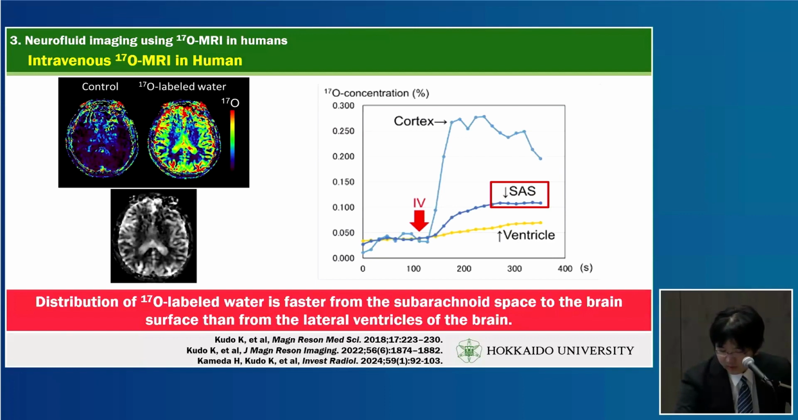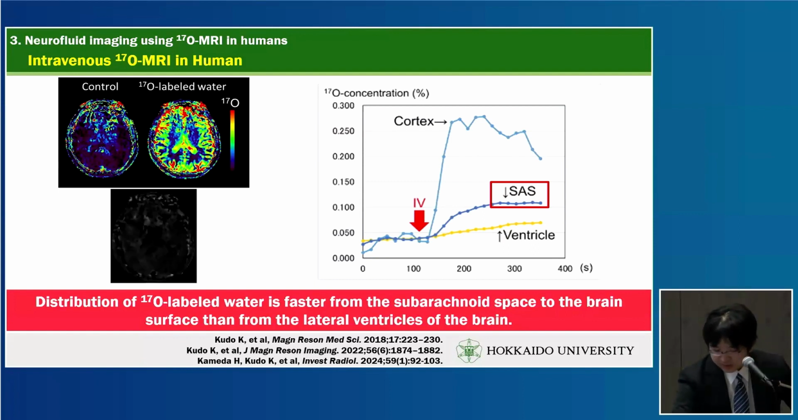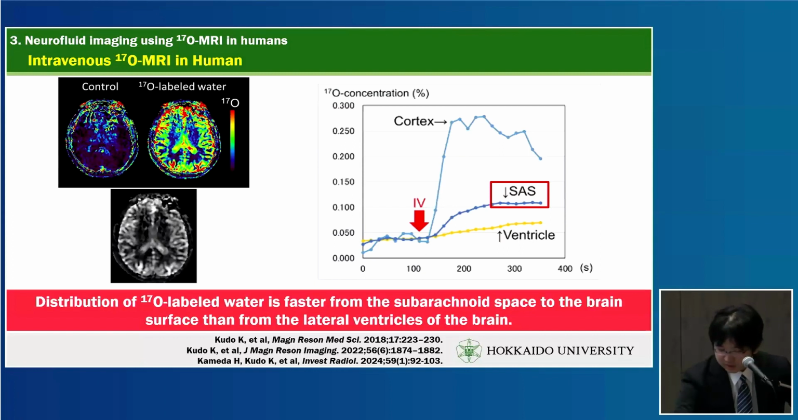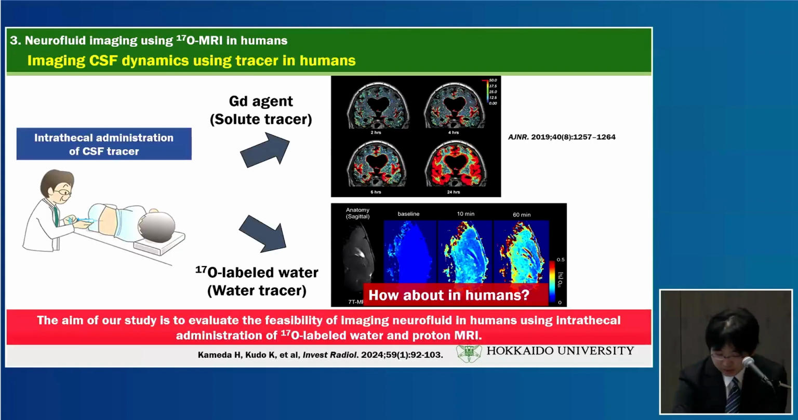Such an observation challenges the conventional understanding of CSF production, which assumes that the CSF originates from the choroid plexus within the ventricle. This finding suggests the need to reconstruct CSF circulation and highlights the potential of O17 MRI to redefine intracranial fluid dynamics. Based on our experience with O17 MRI, we explored the applicability of O17 water as an intrathecal CSF tracer.